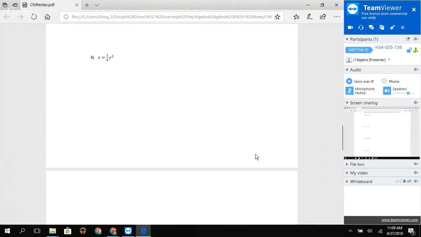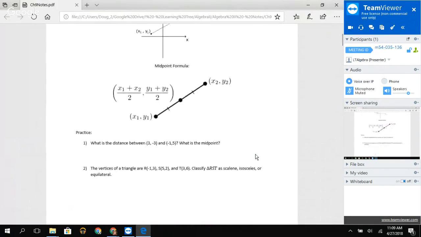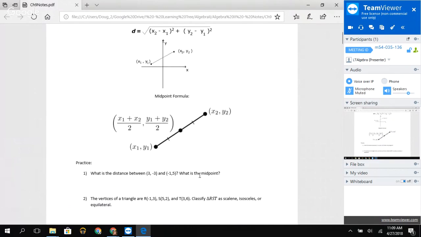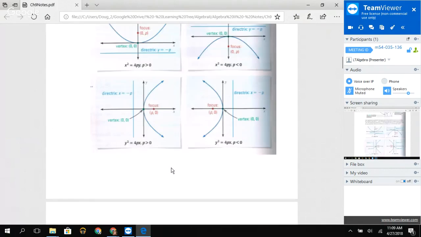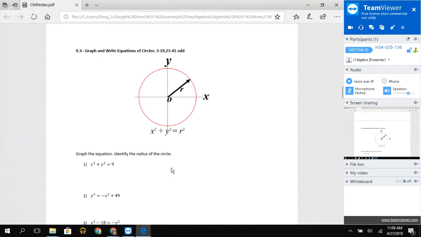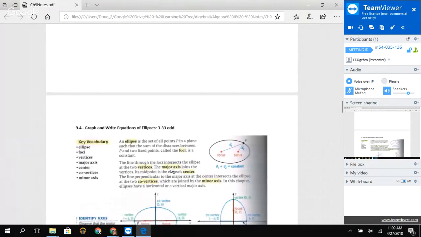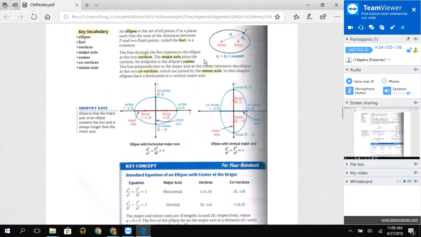Okay, so we have done a lot of work in Chapter 9. We've talked about the distance and midpoint formula. And then we learned a lot about a lot of different equation types in Algebra 2. So we talked about parabolas and some properties of parabolas. We talked about circles, right? We've talked about ellipses, which are kind of like circles, but they're squished. And we have our two focus points, or foci, that are equal distance on every point of the ellipse.